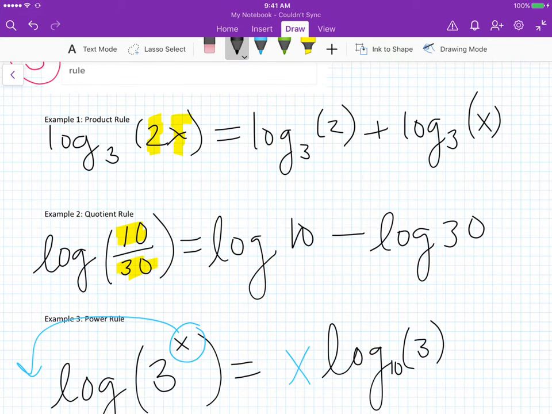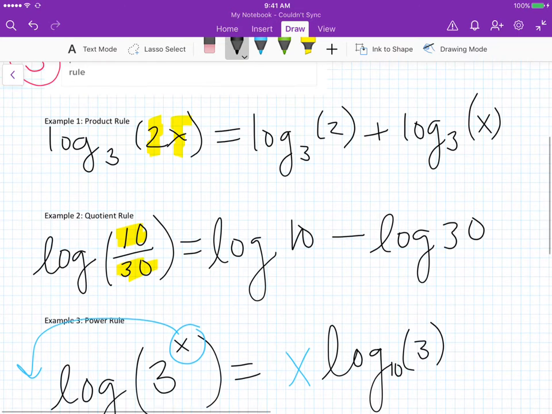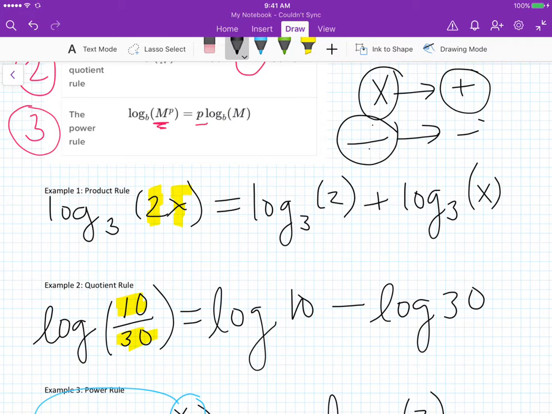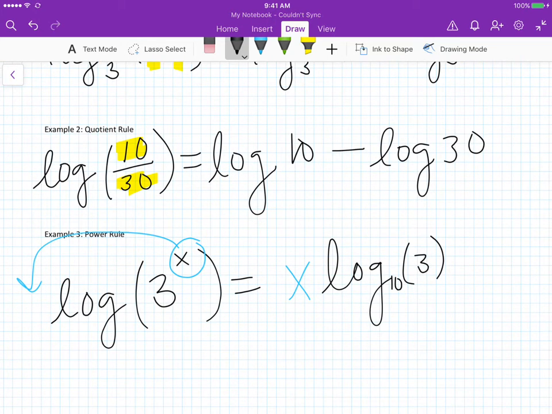We've dealt with products and quotients and powers before. The great news is that addition and multiplication have a relationship, and division and subtraction have another relationship. If you can just remember those two relationships, multiplication and addition, and division and subtraction, you're going to be good to go with rules 1 and 2. And for the third one, you're always just taking the exponent and putting it down in front. So let's try an example.